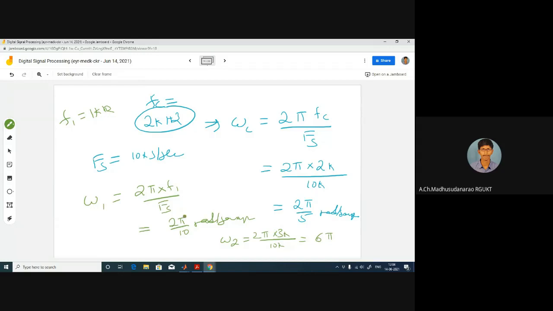Is it true or is there any mistake in this? Okay, that is okay. This is pi by 5, right? This is equal to pi by 5. That's fine. This is 6 pi by 10, which is 3 pi by 5, right? This is pi by 5, 3 pi by 5.